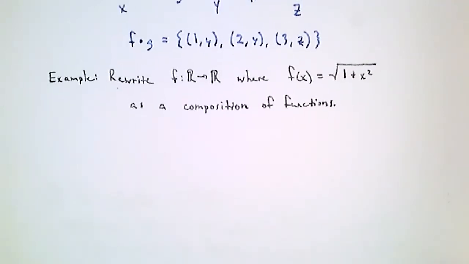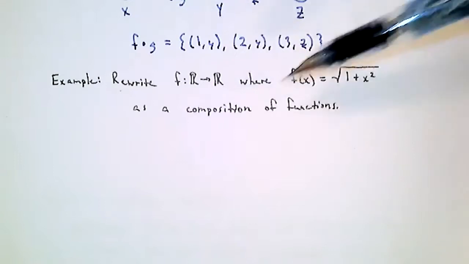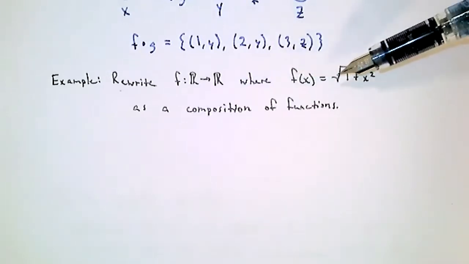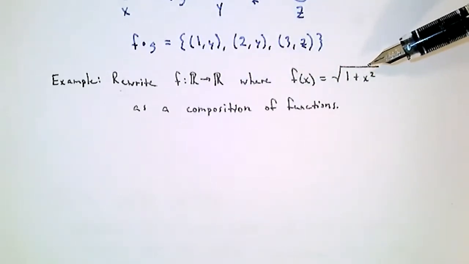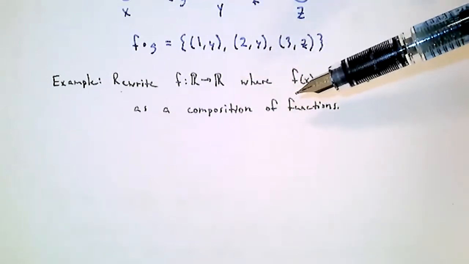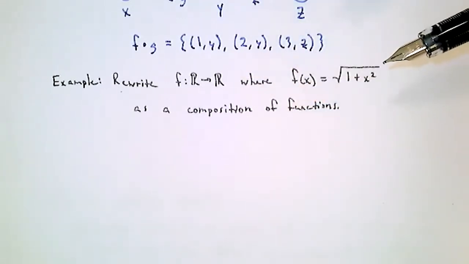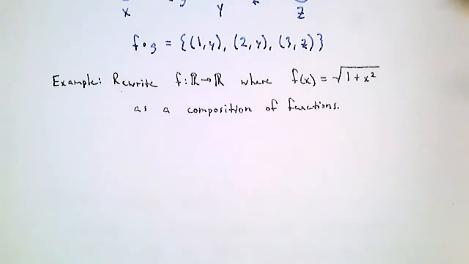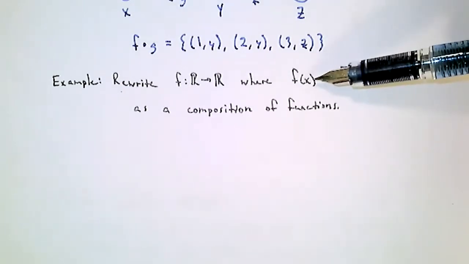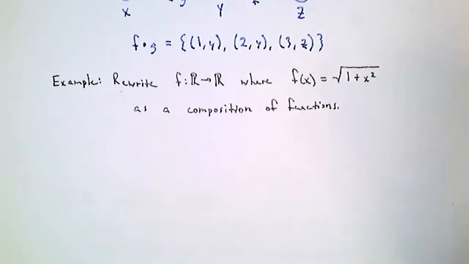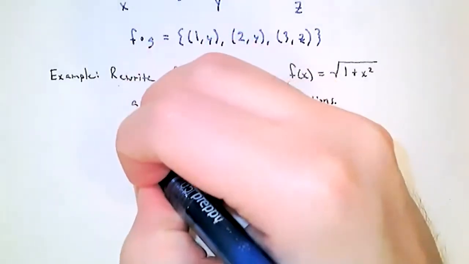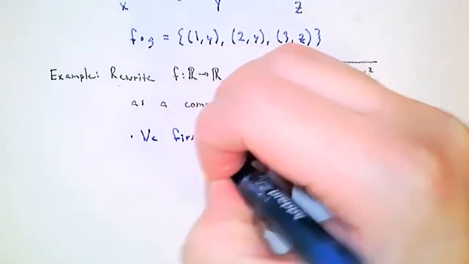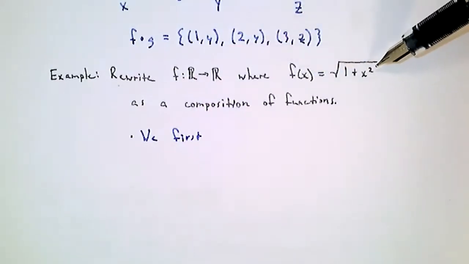And what I want to do is actually break apart this given function f from the real numbers to the real numbers, where f of x equals the square root of 1 plus x squared. I want to break this apart into the composition of several different functions. And in order to do that, what I want to think about is what happens to what we're plugging in. So when we plug in x, the first thing we're going to do is square it.